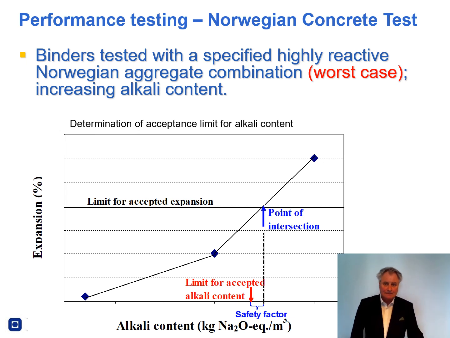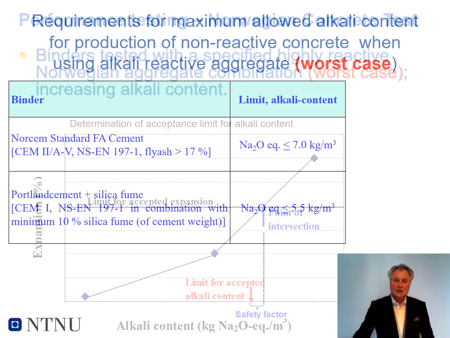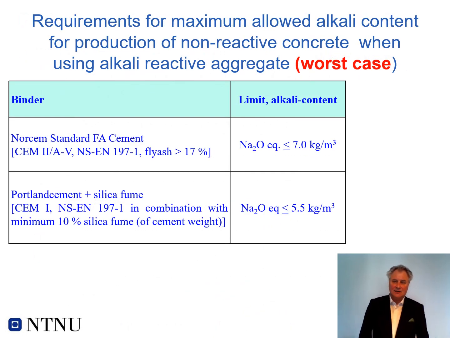And then we could try with different cements and so on with this worst case aggregate. And we are also taking away a safety factor, and then you will get, for a certain binder or a certain cement with a pozzolan or a low alkali cement, etc., a limit for accepted alkali content. And this has been tested for different cements and binders and so on. And we do have different tables in the Norwegian regulations. So for instance, if you have Norcem standard fly ash cement, you are allowed to use up to 7 kilos of alkalis per cubic meter of your concrete.